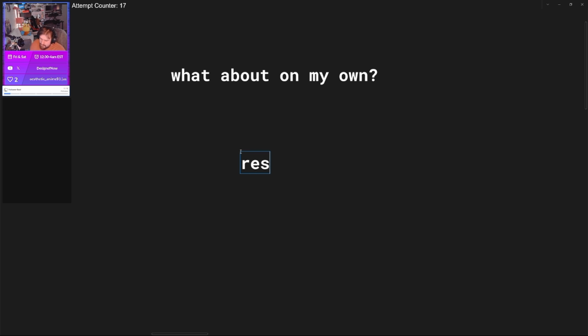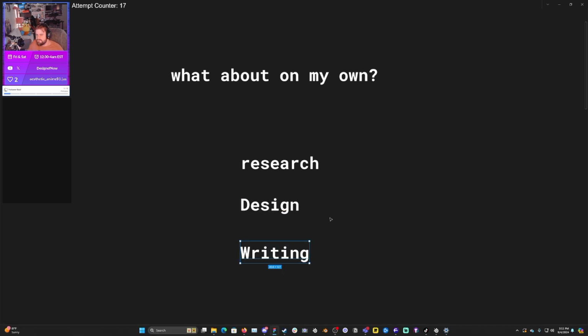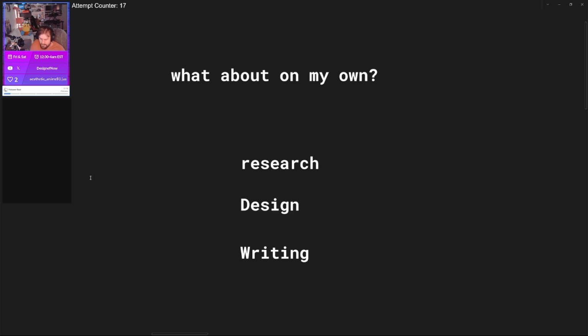You can do research. You can do design. And you can do writing. Because these are the core discipline principles of UX. There are UX researchers, there are UX designers, and there are UX writers. This is what people do. This is just the discipline that it is.